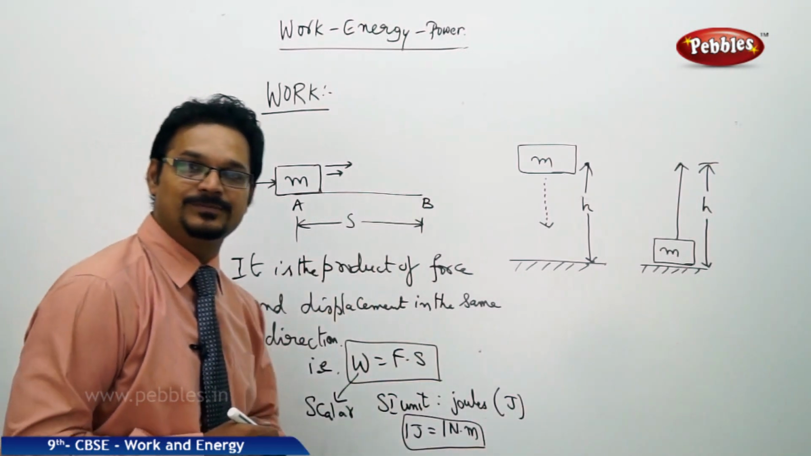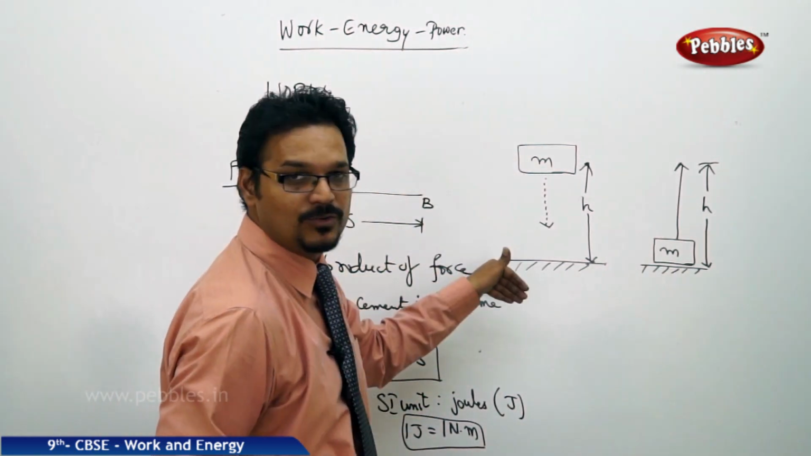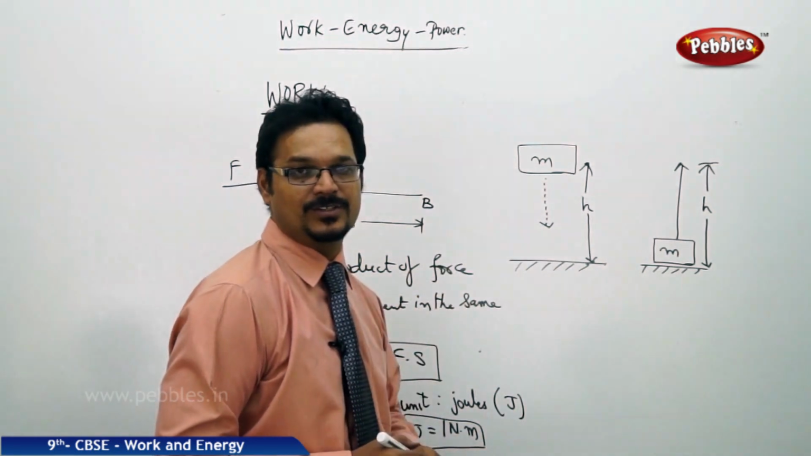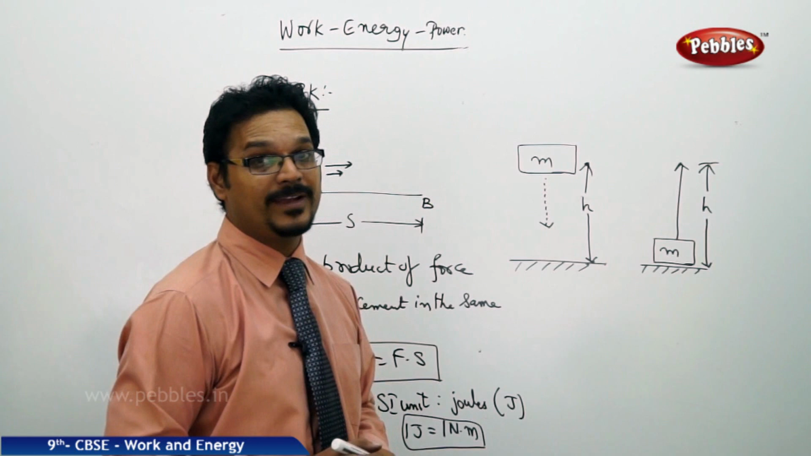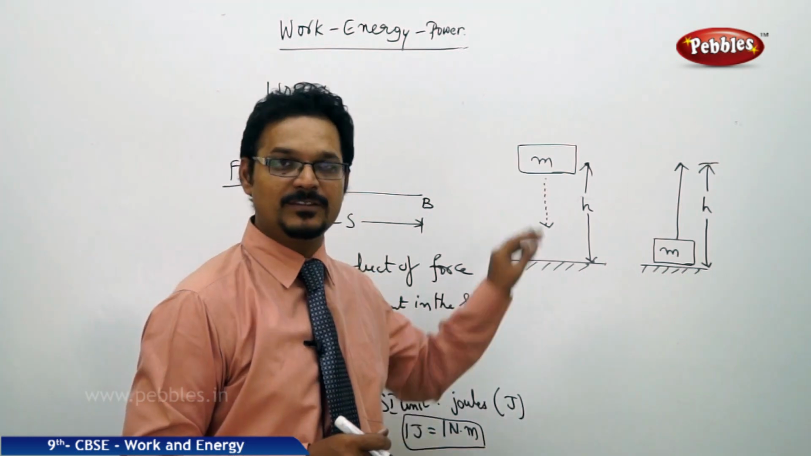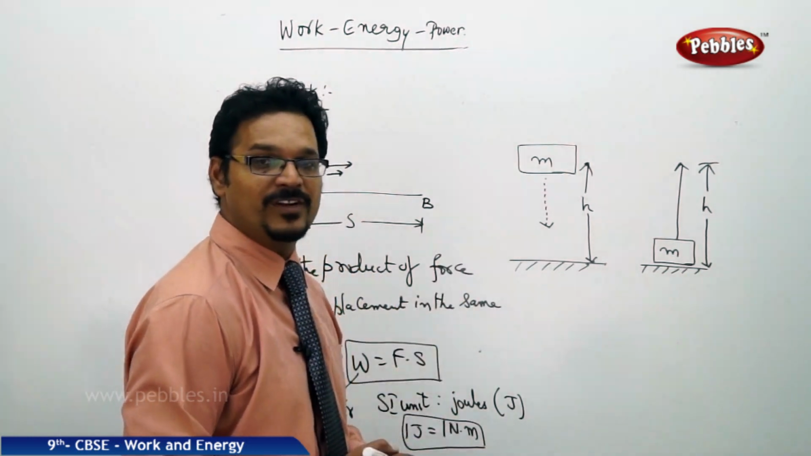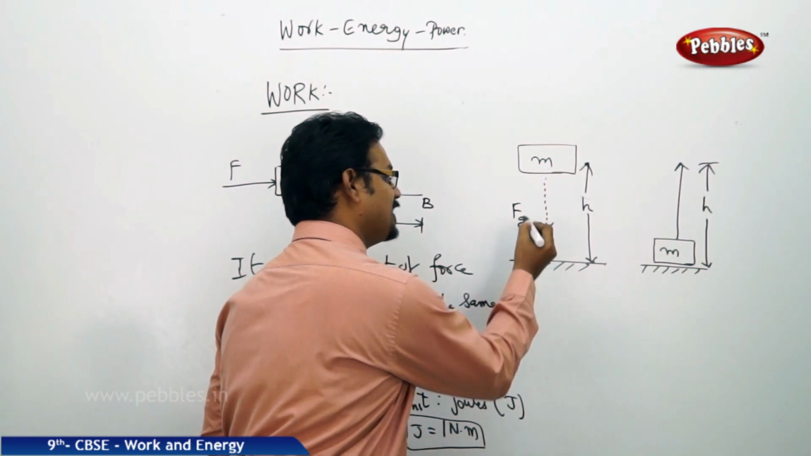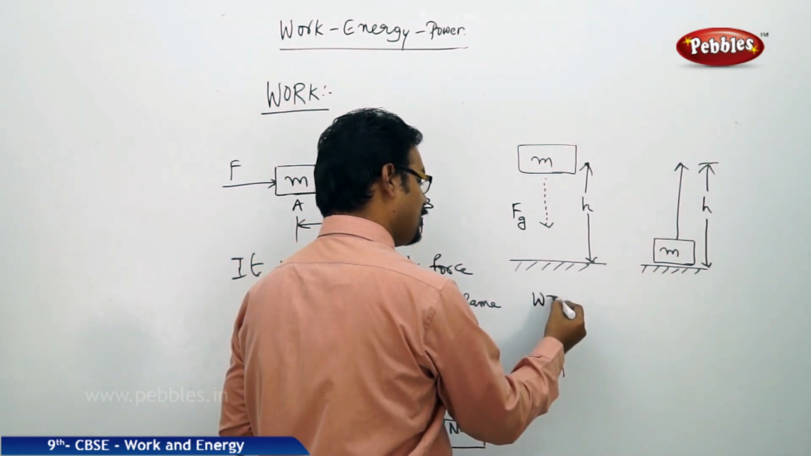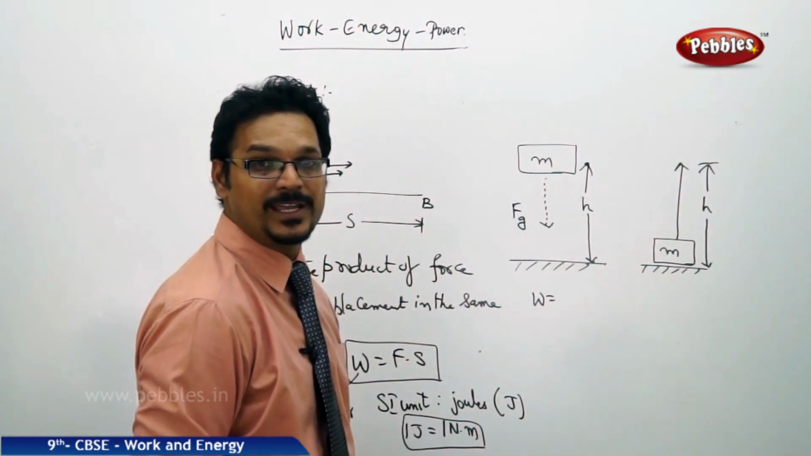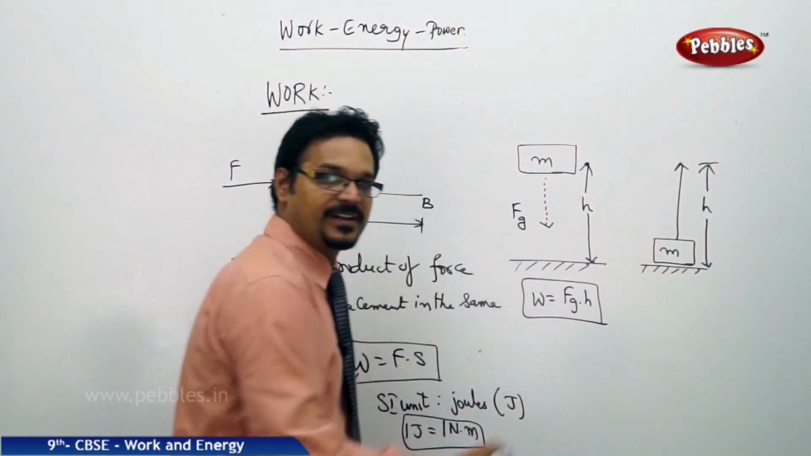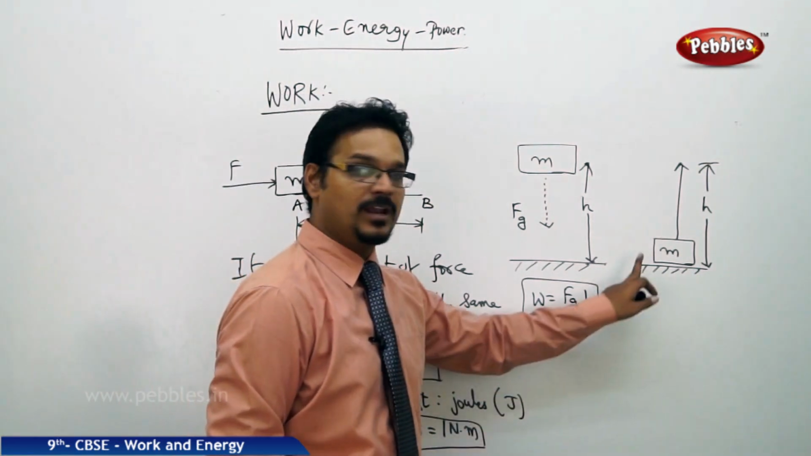Now coming to this example. A body is falling to the ground from a height h. Can you calculate work done on this body? Really, is it possible? Yes, it is possible, because here the force is there. What force? As it is falling freely, the force is the force of gravity, or the gravitational force by the earth. So the amount of work done by the gravitational force on the body M is W equals Fg into H.